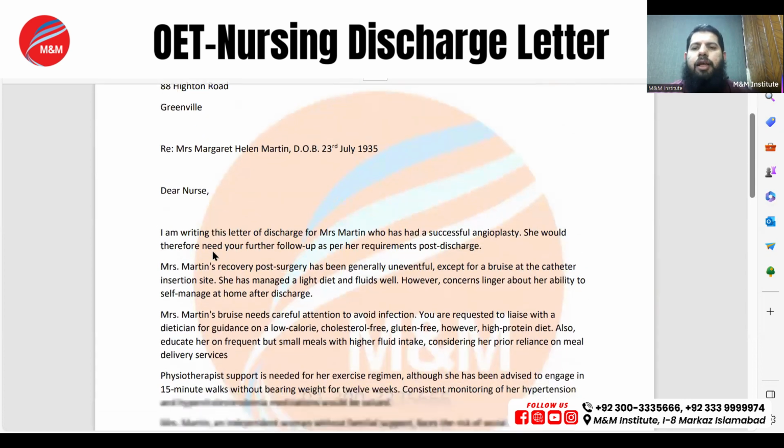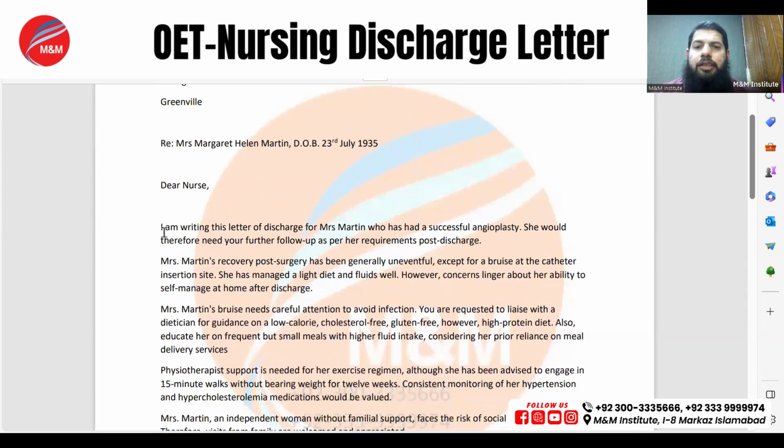Now we can see there is your introduction, or in simple words, most students label it as the purpose of writing. Although purpose is not just the introduction, it's your whole focus of writing. Let's say if your letter is focused and clear, then you have a clear purpose of writing as per the marking criteria. But you must have a clear reason for writing. At least we should know why we are writing this letter. So, I'm writing this letter of discharge.